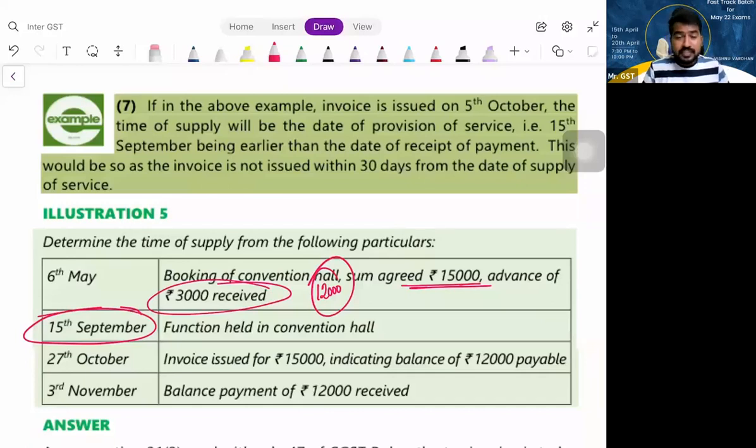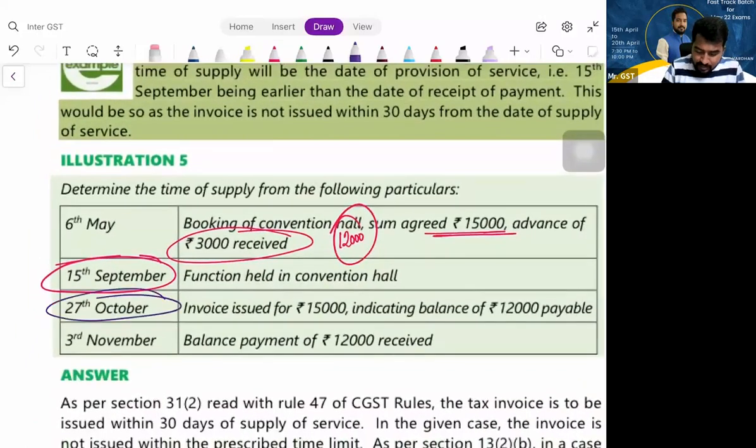Did they raise the invoice within 30 days? When was the invoice raised? The 27th. October 27th. Within 30 days or after 30 days? After 30 days.